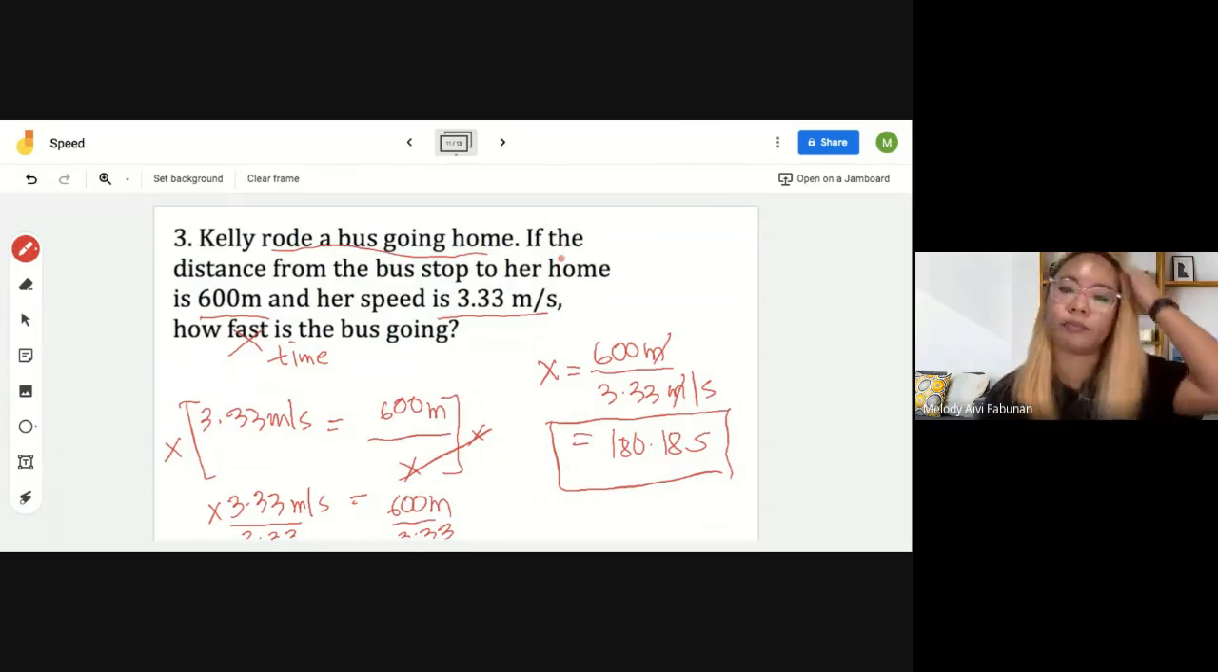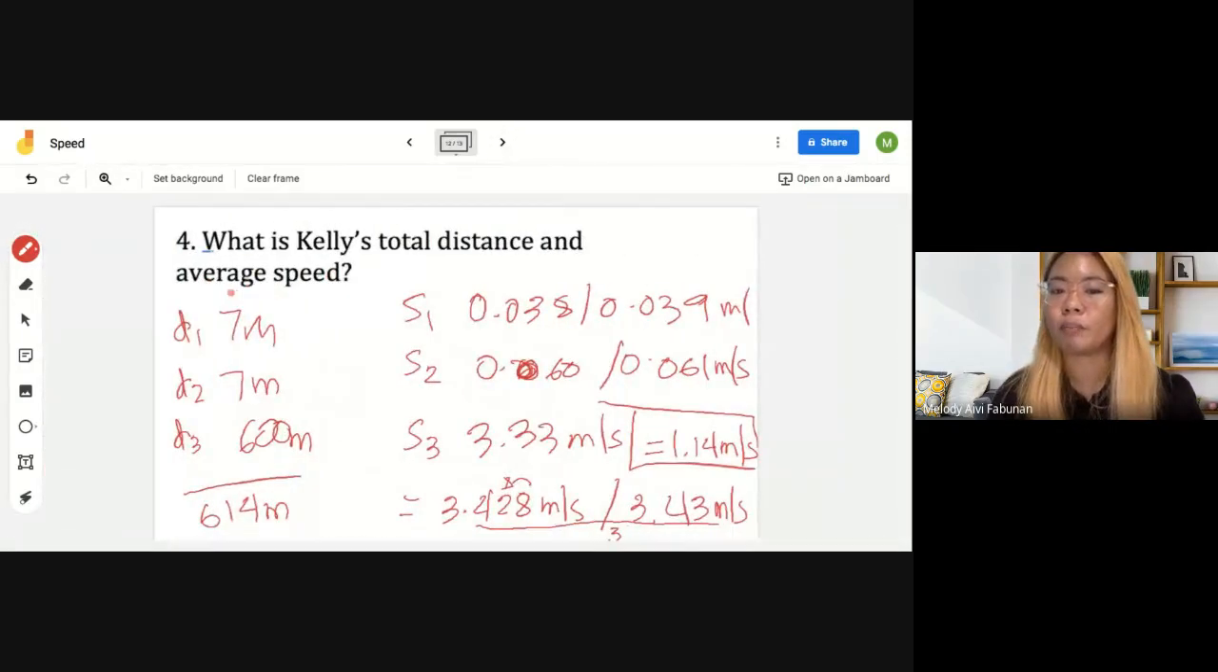Okay. Again, we are looking for the average speed. So I need to add all the 3 speeds: coming from the park going to the gift shop, which is the first speed; the second speed is from the gift shop going to the bus stop; and the third one is from the bus stop going home. Okay? So wag tayong malilito when it comes to the values that we are using. Okay? So always double check your answers.